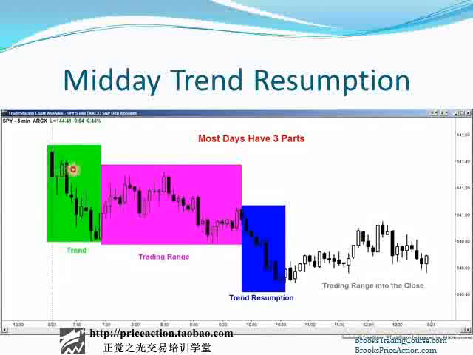Here's a day where the opening move, the trend, was small, just about 10 bars or so, not even 10 bars. And then we had a trading range for the middle part of the day, and then a trend resumption into the close, and then a trading range after that. So to me, these are the three parts of the day. We had a bear trend, trading range, trend resumption, and then pretty much a dead zone after that.